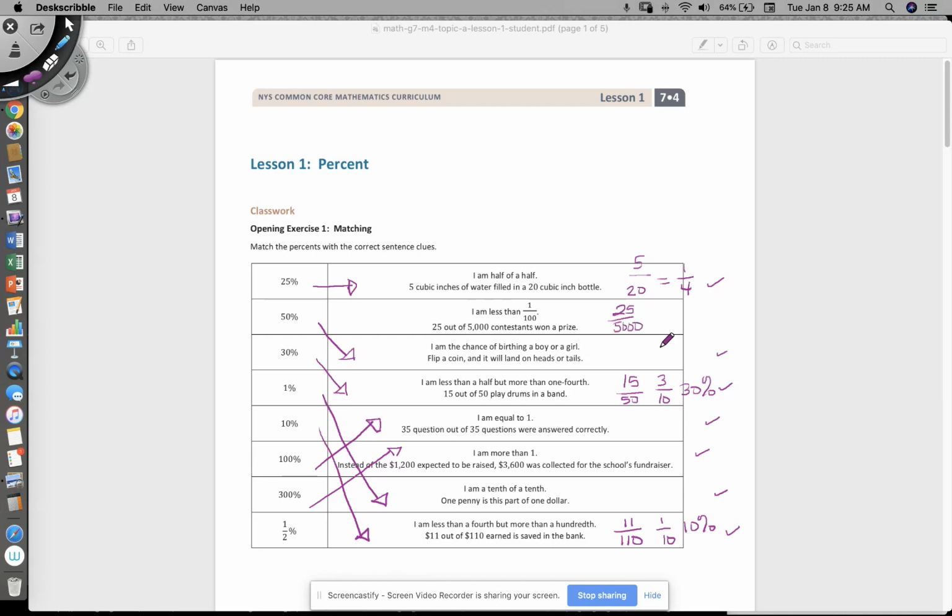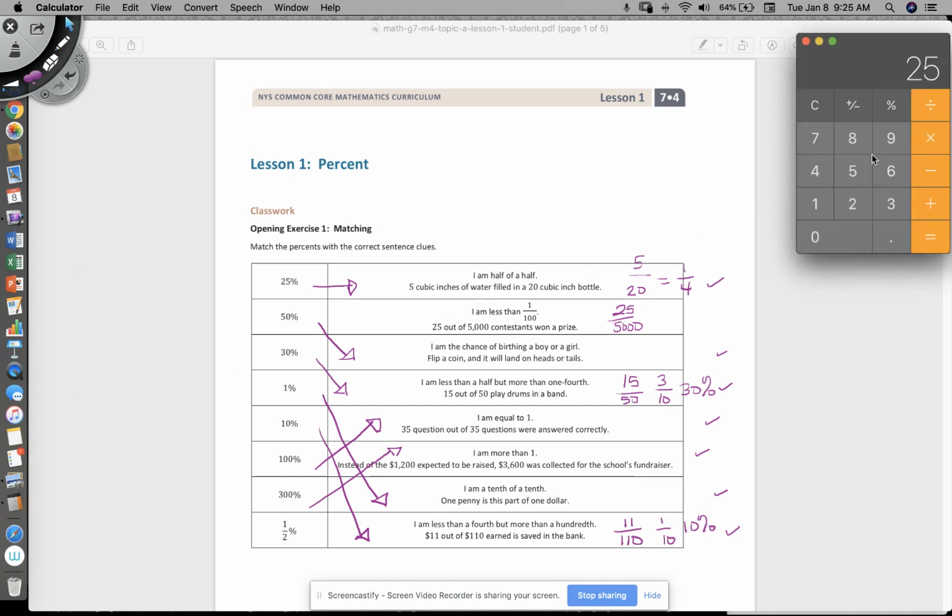5,000. Okay. Well, just to show you how to use your calculator correctly, let me get my calculator here. If I say 25 divided by 5,000, what do I get? Well, I got 5 10,000ths, okay, which would be half of a percent. Because if I were to then multiply that by 100%, there's your half percent. Okay, so that is going to be this one way up here. All right, let's go on to the next one.